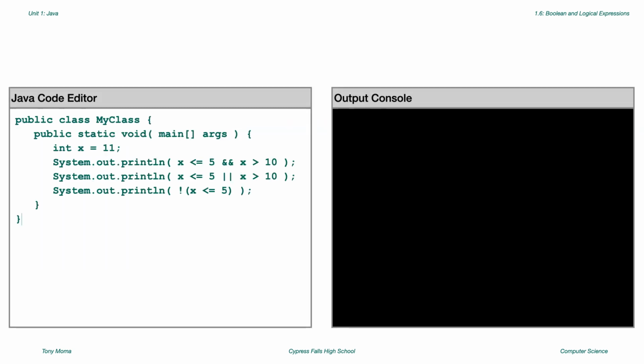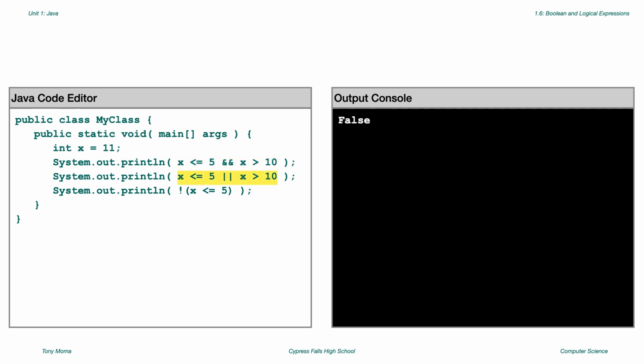Consider the following Java program which demonstrates each of these operators. First, we declare an integer x, then set it equal to 11. Then on the next line, we have a print line statement that prints out the result of a logical expression. It states if x is less than or equal to 5 and x is greater than 10. So for this expression to be true, both of these conditions have to be true. However, we know that x is not less than or equal to 5, thus automatically making the whole condition false.